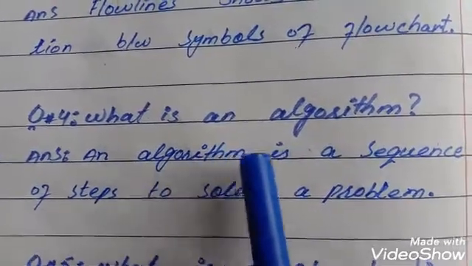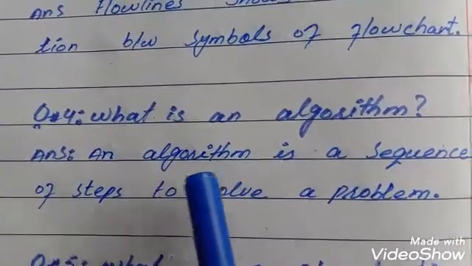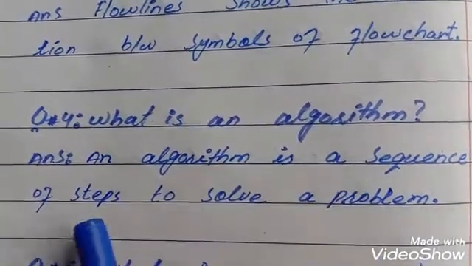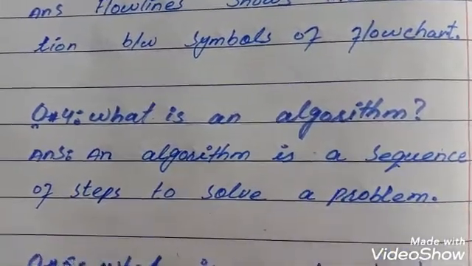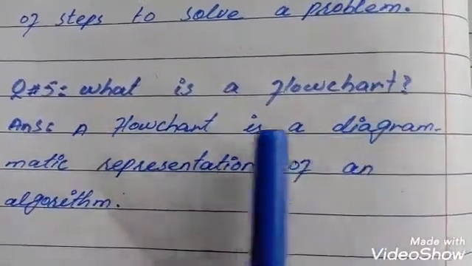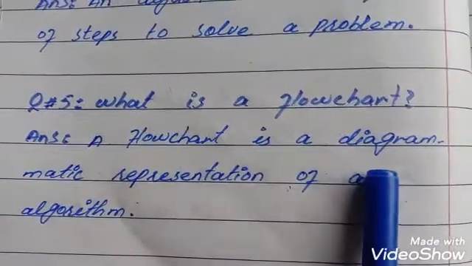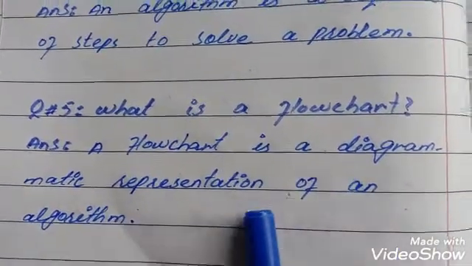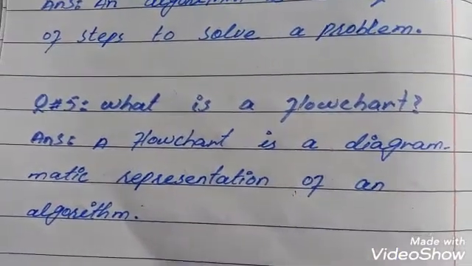Question number 4, what is an algorithm? Answer, an algorithm is a sequence of steps to solve a problem. Question number 5, what is a flowchart? Answer, a flowchart is a diagrammatic representation of an algorithm.